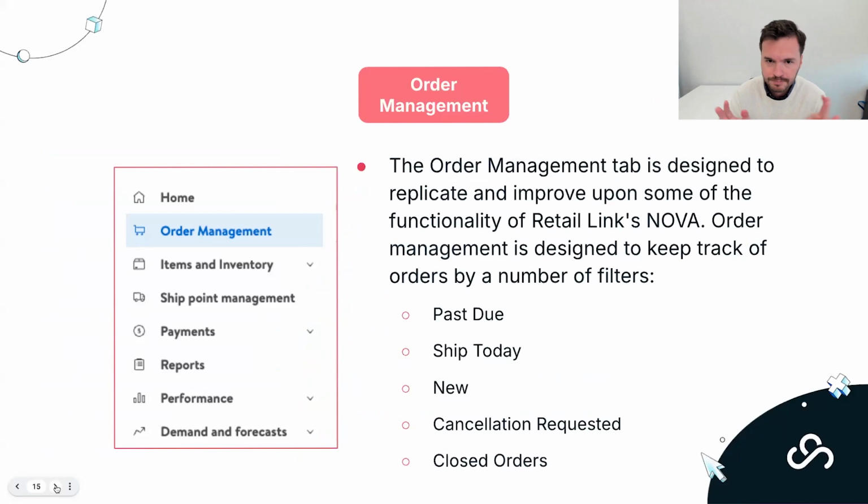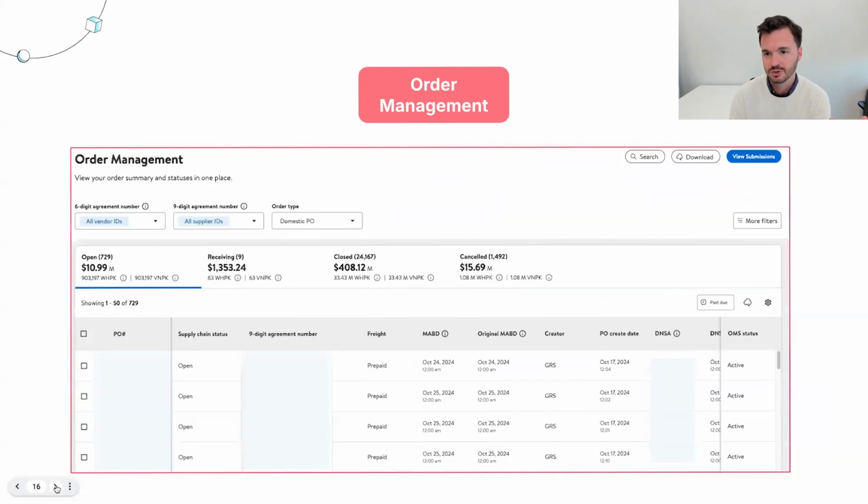Order management. This is designed to replicate and improve upon some of the functionality in Retail Link's Nova. Order management is designed to keep track of orders by a number of different filters, of course. So past due, ship today, new, cancellation request, and closed orders. This is all really essential stuff for avoiding fines as well. And maybe it's not the best way to think about it, but we're always thinking in terms of money and in terms of fines. So order management is really kind of close to that as well.